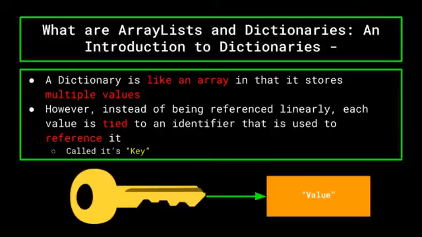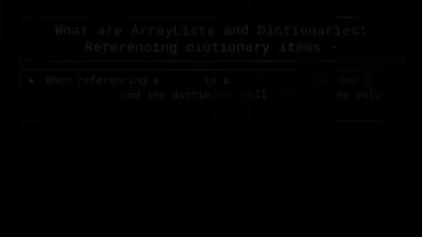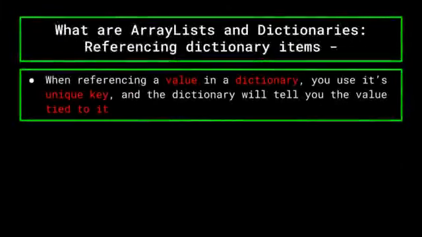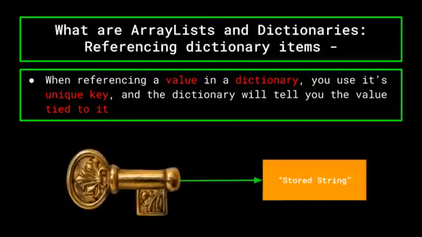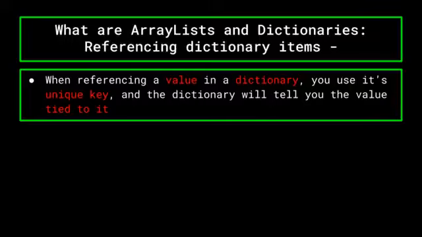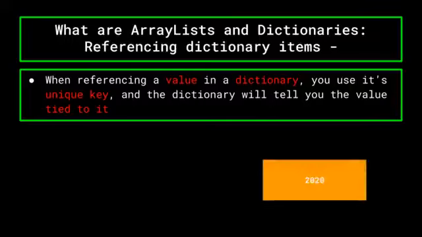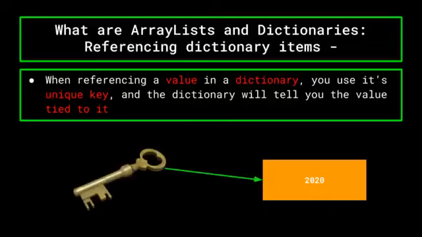Basically, we say that each position in a dictionary holds a key-value pair. When referencing a value in a dictionary, you will use its unique key, and the dictionary will tell you the value that it is tied to. Think of it like this. Each time you add an item to your dictionary, your computer creates a handcrafted box to store the data, and also custom makes a jewel key, one of a kind, no other like it in the world. This way, there is only one key that goes to the box that stores a certain bit of information.